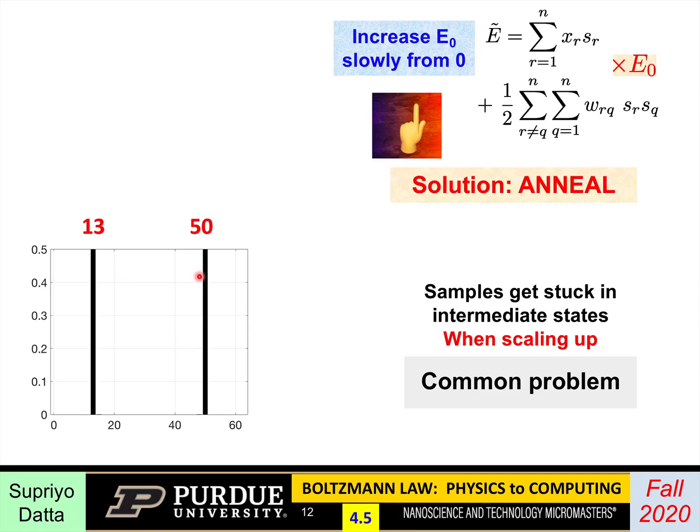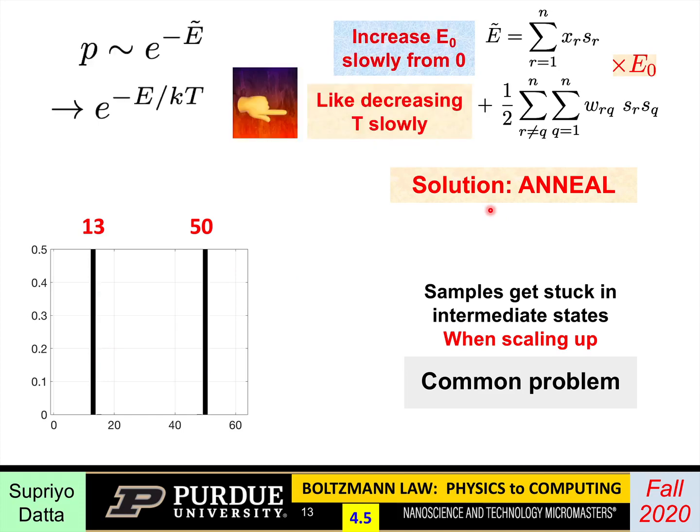And so one solution that people use is what's called annealing. The idea is that this energy, they multiply by a number E0, some constant, which doesn't change the structure of this. But what that does is, when E0 is 0, all states are equally probable. And as you increase E0, gradually the correct peaks rise up. So annealing consists of starting from E0 equal to 0 and gradually increasing it.